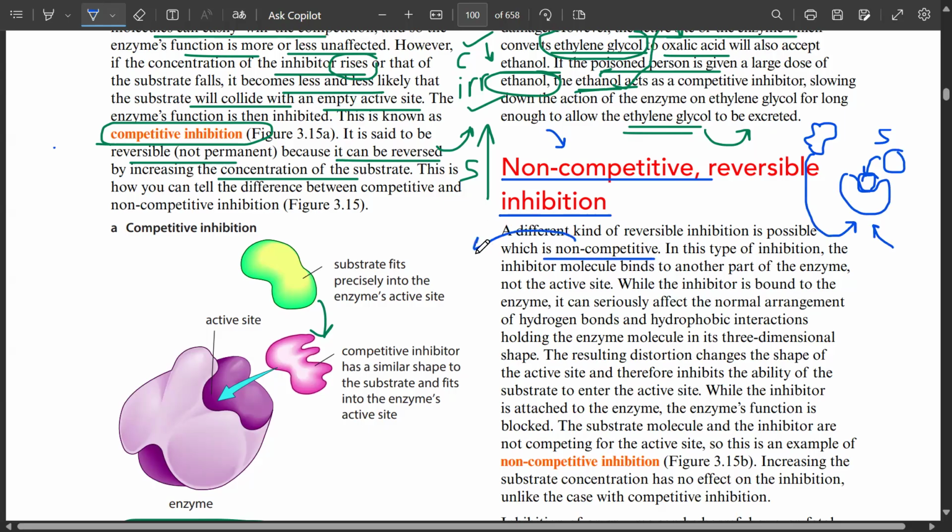Non competitive ones do not bind to the active site. They bind to another site which is known as allosteric site. Allosteric site वो होती है all other sites other than the active site. In this type of inhibition, the inhibitor molecule binds to another part of the enzyme, not the active site. While the inhibitor is bound to the enzyme, it can affect the normal arrangement.